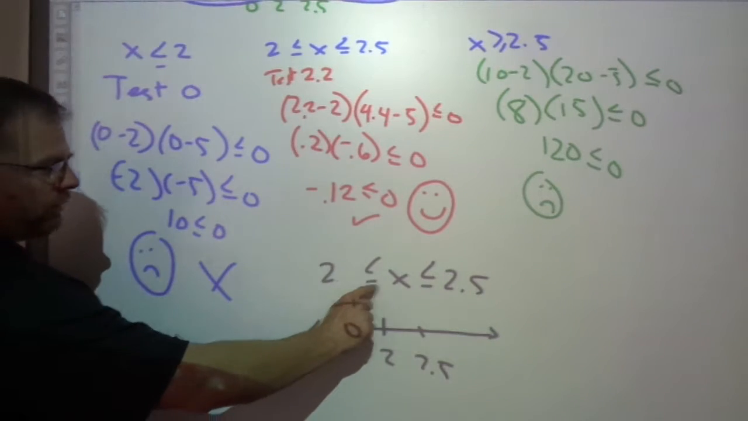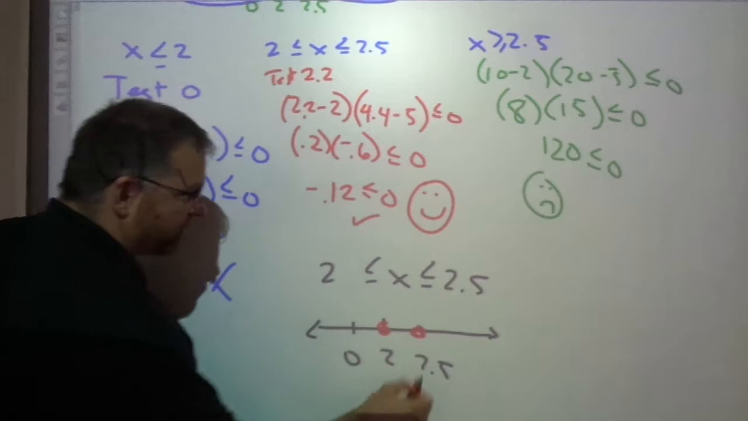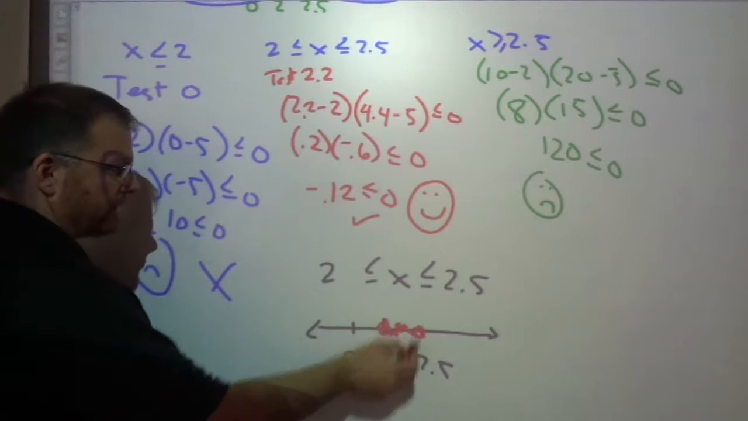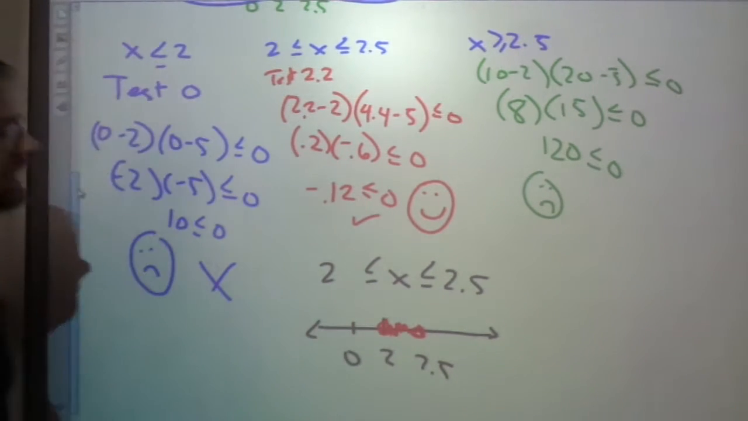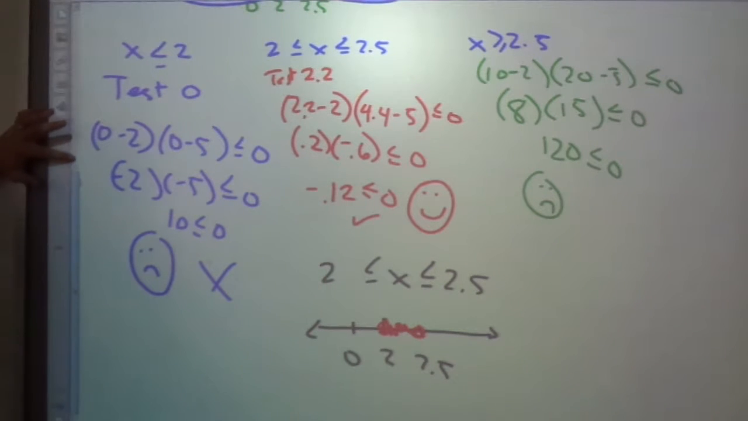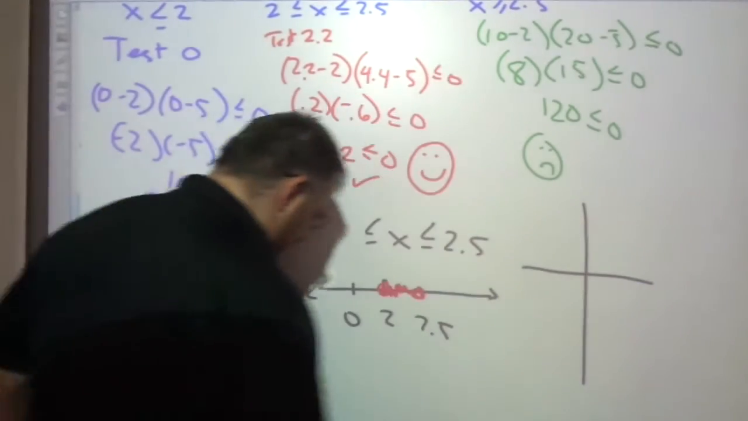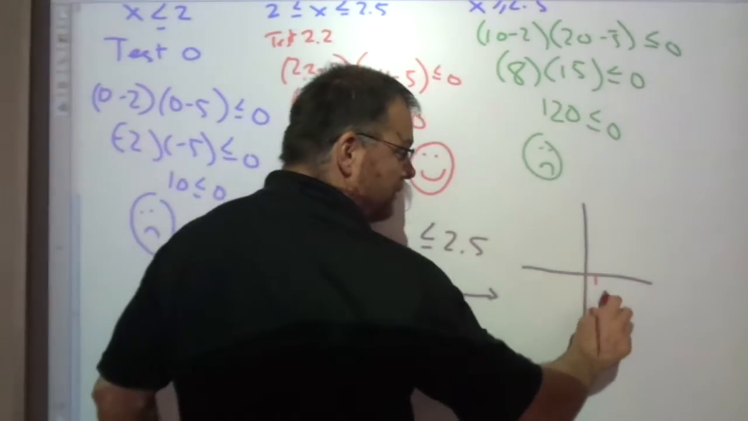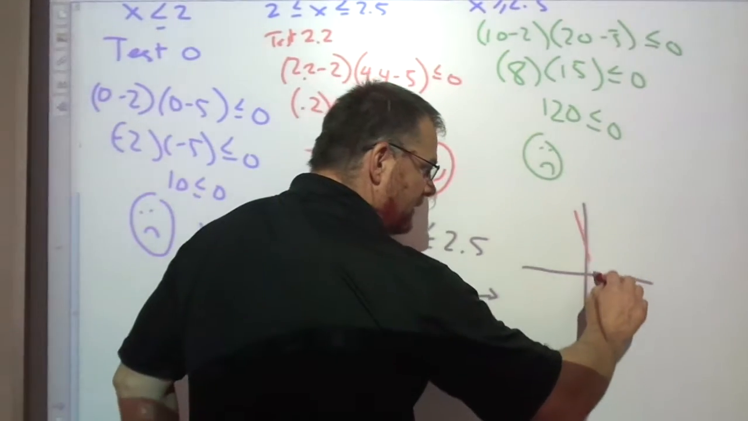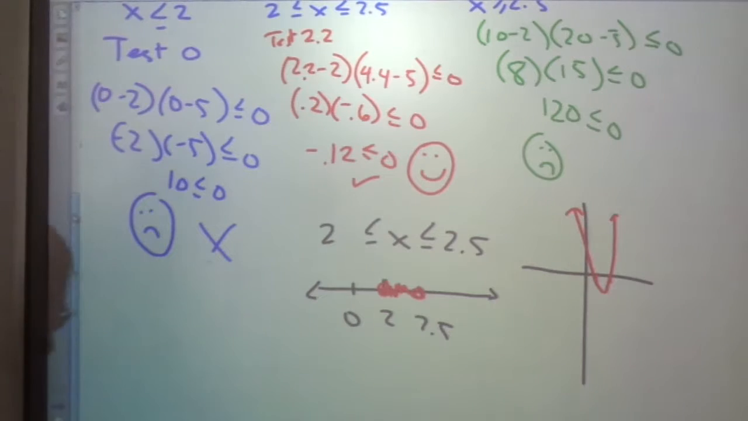Because it's equal to, it's a closed circle. And equal to is a closed circle, and we're going to shade in between on this one. That's saying that the place that this parabola goes below 0 is between 2 and 2.5. So it's probably a picture of something that looks something like this. Here's 2 and here's 2.5, and it's coming down like this, and that's the part where it's below 0.